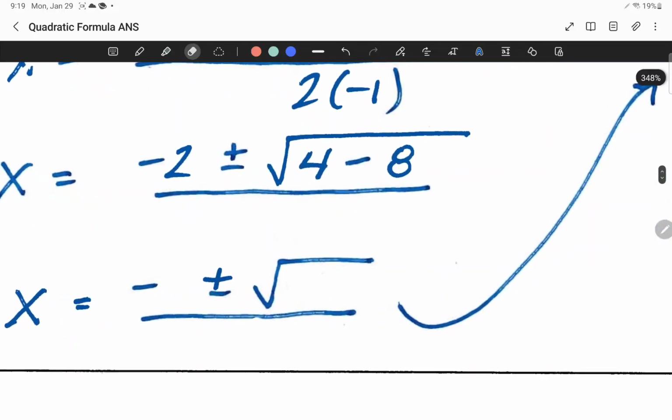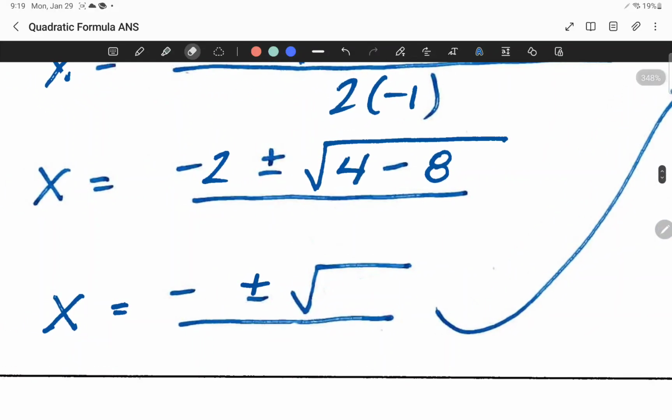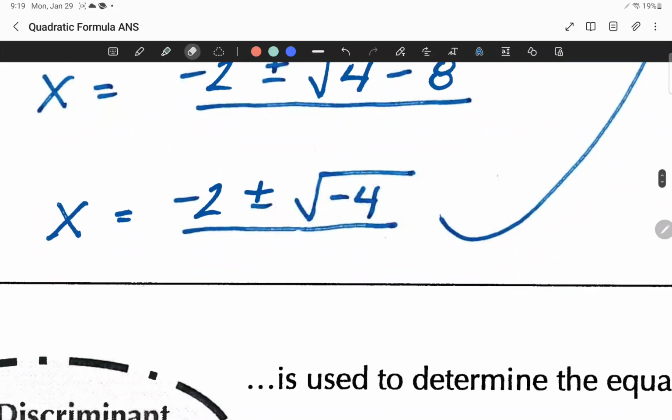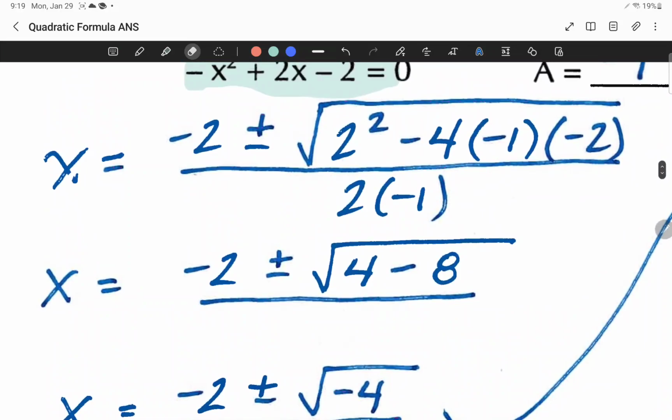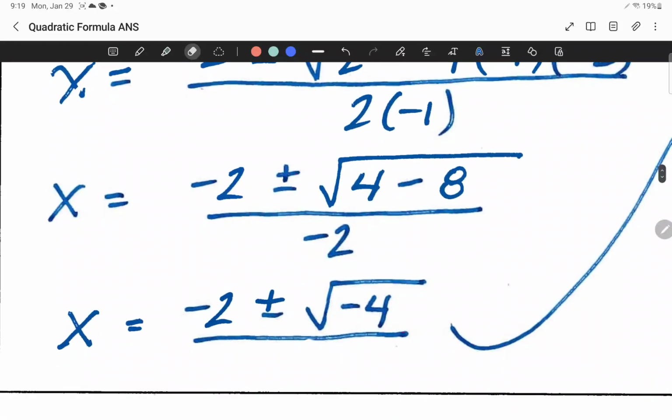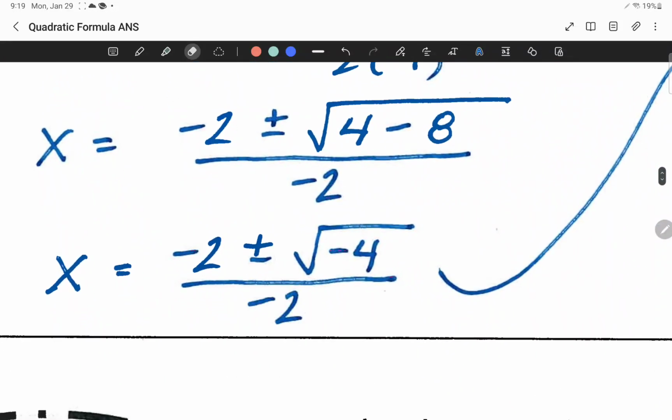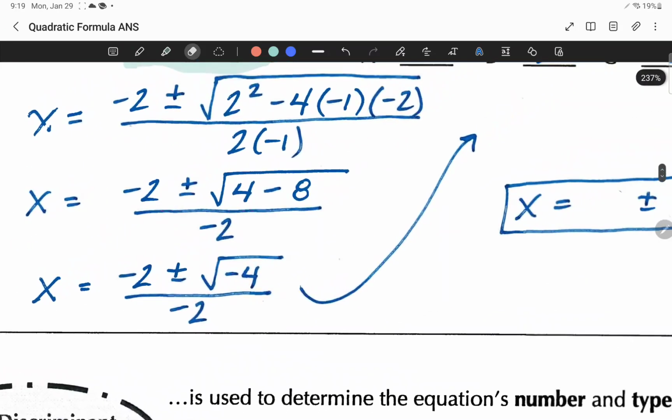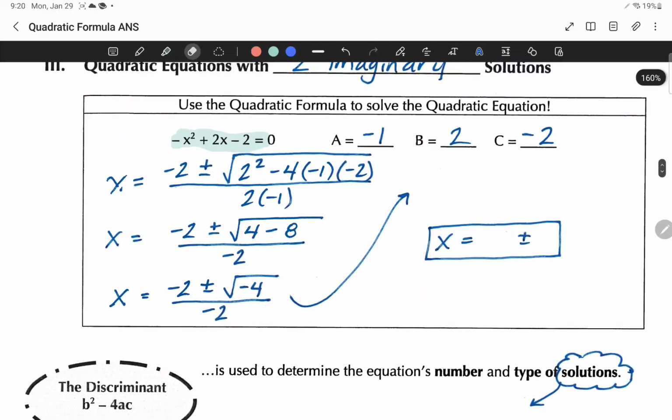Now that we're here on the bottom, 4 minus 8, or let's go from the very front. So we have 2, negative 2, and then 4 minus 8 is negative 4, and everything's going to be over negative 2. Same thing with this one, it's going to be over negative 2. Now, let's go back. We have everything. Now let's rewrite it. I forgot to.